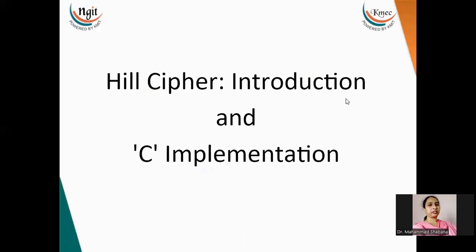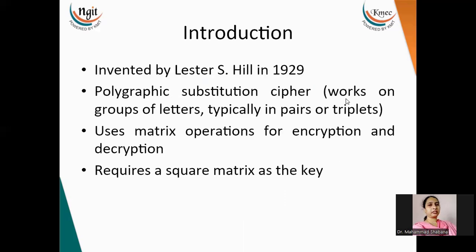Welcome to today's session: an introduction to the Hill cipher and its C implementation. The Hill cipher is a polygraphic substitution cipher developed by Lester F. Hill in 1929. It encrypts data using linear algebra principles, making it one of the easiest ciphers based on mathematics. This cipher encrypts blocks of text by using matrix multiplication with a predefined key matrix, which makes it stronger than many simple substitution ciphers.